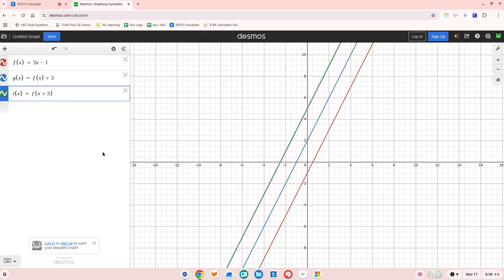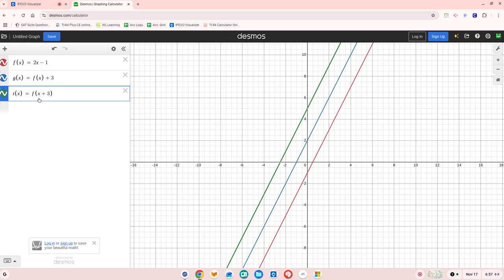Okay, now, you see this green line, it looks like, I'm counting here, it moved 1, 2, 3 units to the left. And it did, it moved 3 units to the left. Now you might be like, well, wait a minute, that doesn't make sense. It says plus 3 inside. Why wouldn't it move 3 to the right?